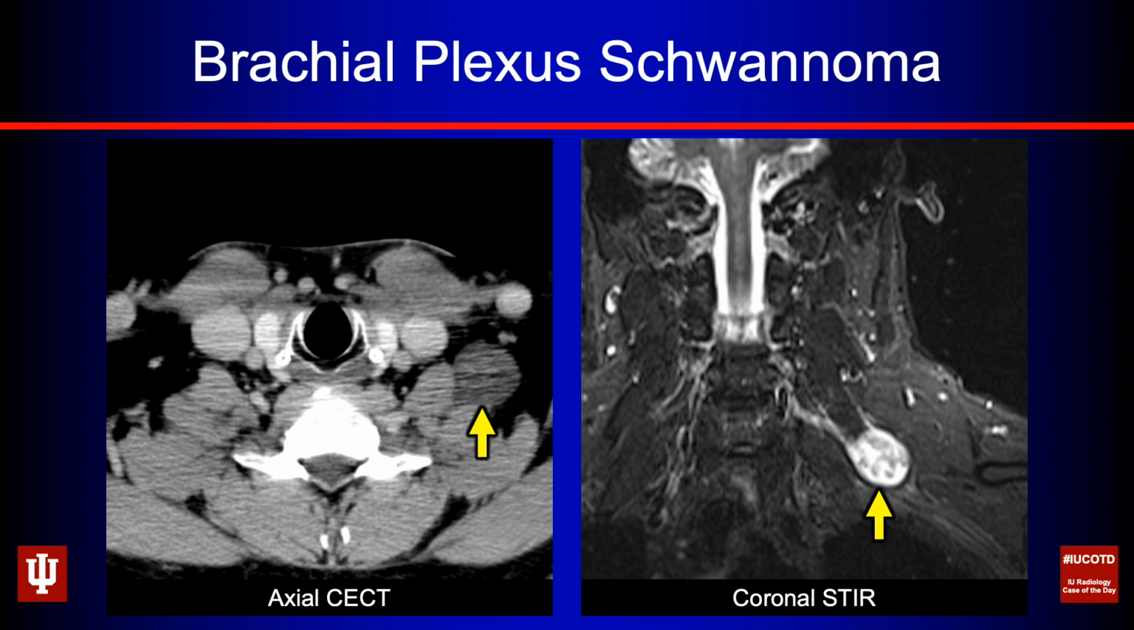This patient had a brachial plexus schwannoma. You can see it's pooching out from between the anterior and middle scalene muscle group into the posterior cervical space. It's circumscribed, it's heterogeneously T2 bright. Nice look for a schwannoma.